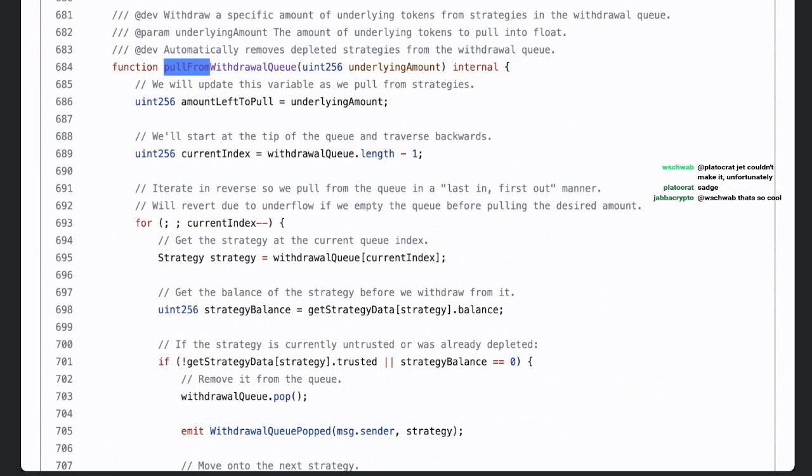So just directly addressing a question in chat. The way that you do your for loop on 693, I don't think I've seen that before. I'm assuming it would be the same thing as doing uint256 i = withdrawalQueue.length; i >= 0; i--. But yeah.